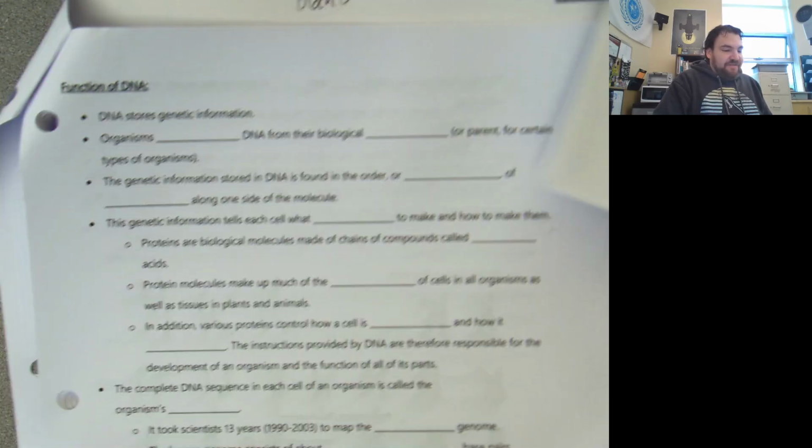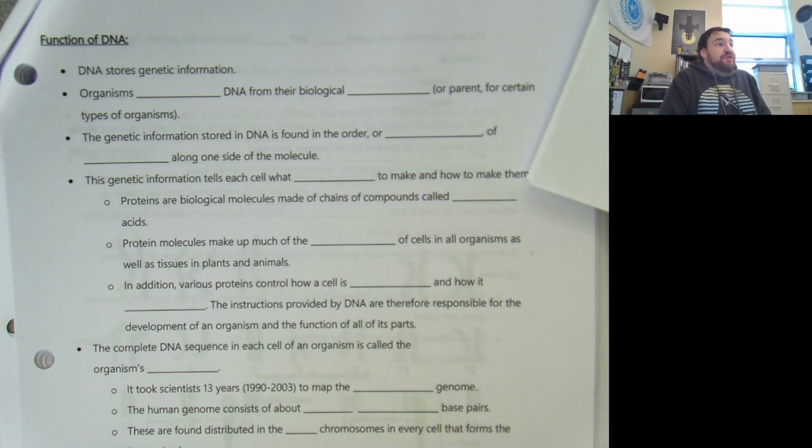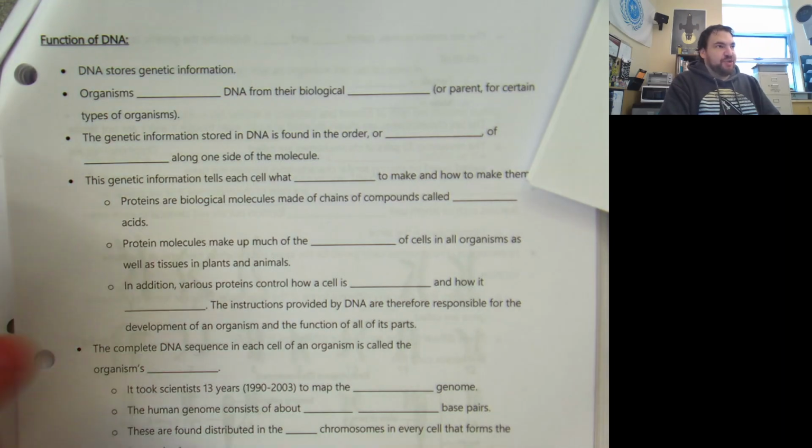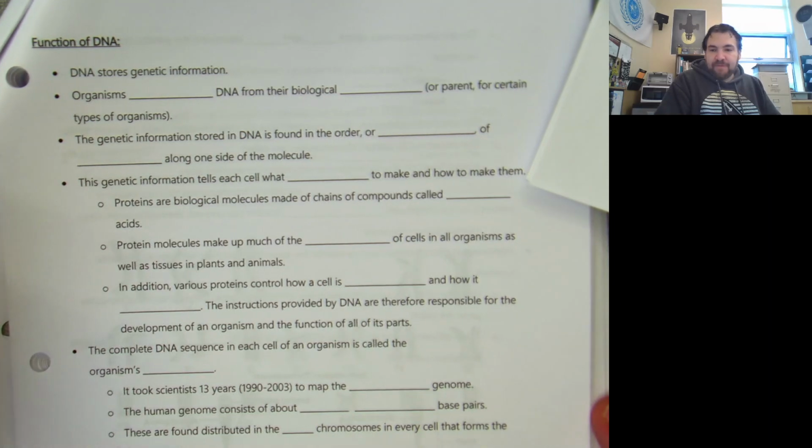The function of DNA. We talked about its structure, and now you've seen the structure. That double helix allows it to condense nicely. DNA stores genetic information. That is its sole purpose. But what happens with that genetic information is quite varied. All sorts of things happen with that.